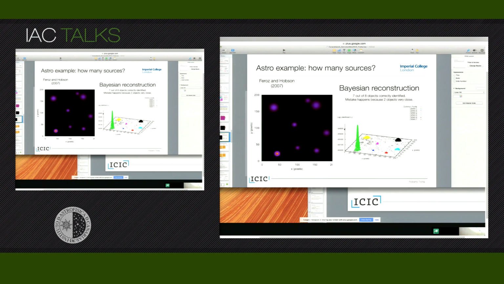And then we can use the tool of Bayesian model comparison that I just sketched to compare situations where we have 1, 2, 3, 4, 5, etc. different sources, and stop when the evidence tells you that adding extra sources is not helping anymore, just fitting noise.